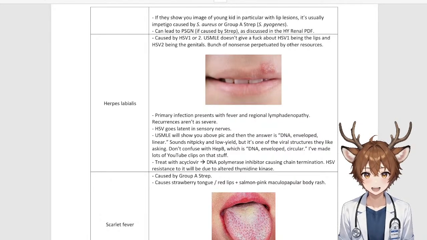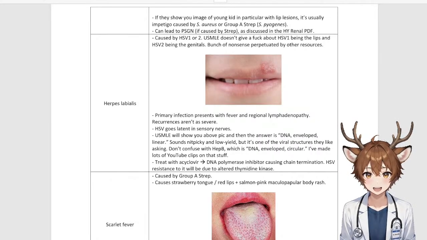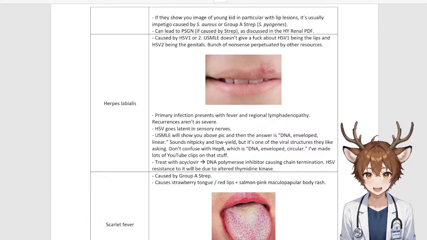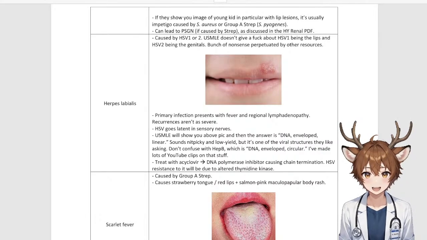Anyway, so yeah, it's not exclusive to one of them. Just know that HSV1 is traditionally oral, HSV2 is traditionally genital, but it does not mean that you can't get the other from the other, because let's be honest, people are doing all sorts of things that give them diseases, as you can imagine.